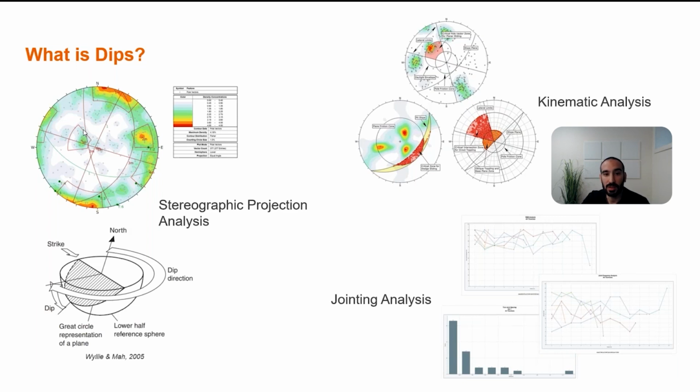DIPS also includes 3 built-in analysis options, as I have mentioned. Joint spacing to calculate the true and apparent spacing between joints within a set, and RQD analysis for assessing rock quality designation, and joint frequency for counting the occurrence of joints along each 1D distance interval on a linear or four-hole traverse.